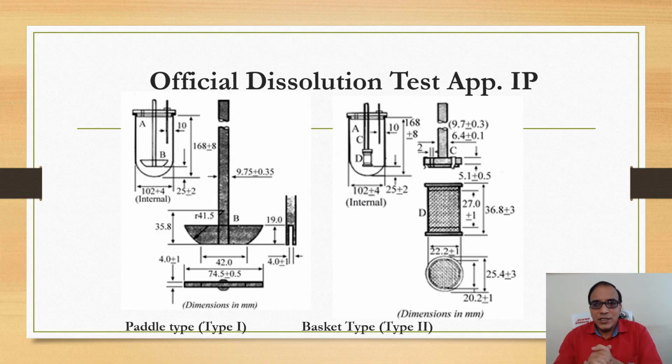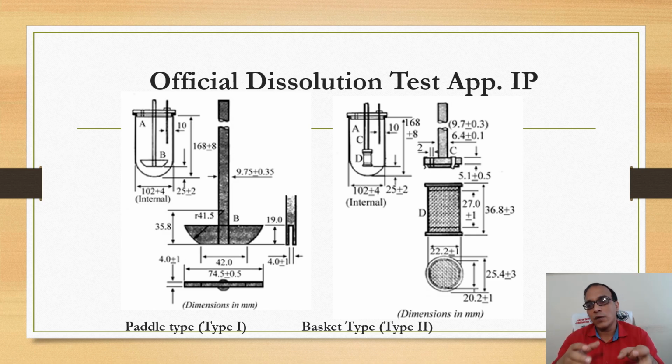So the official dissolution test apparatus in IP is paddle type 1 and basket type 2. Remember that in IP type 1 is paddle type, while in USP type 1 is basket type. It is very important. Many times in viva and in examinations this is asked. It's a tricky thing, a simple thing, but it indicates your attention to the topic, how much tuned you are with the dissolution apparatus.